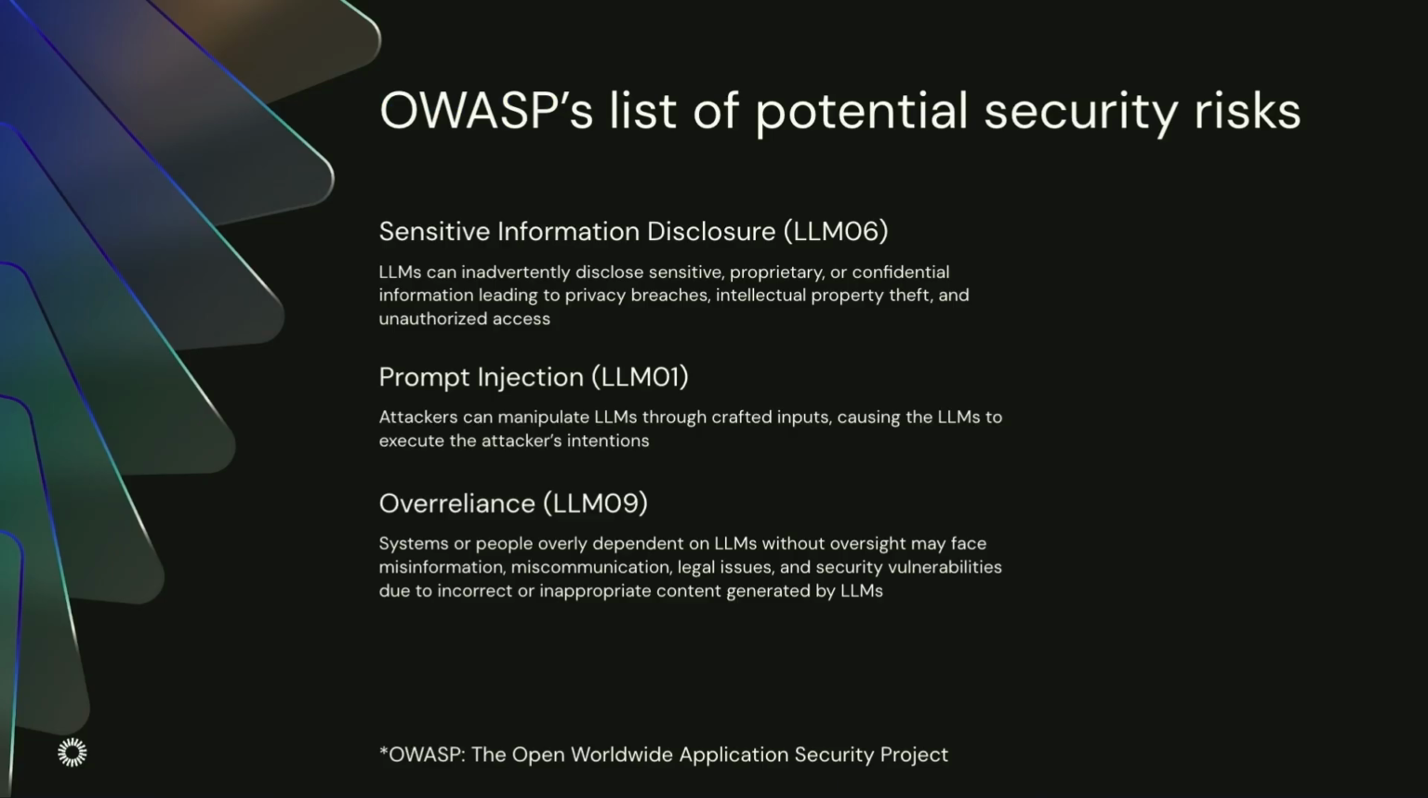OWASP, I don't know if you're familiar with it, is a nonprofit that's dedicated to helping companies understand potential software risks. And so they've released a list of potential security risks. A few of them are on the screen right now, and you can go to their website and check out the full list of top 10 security risks.